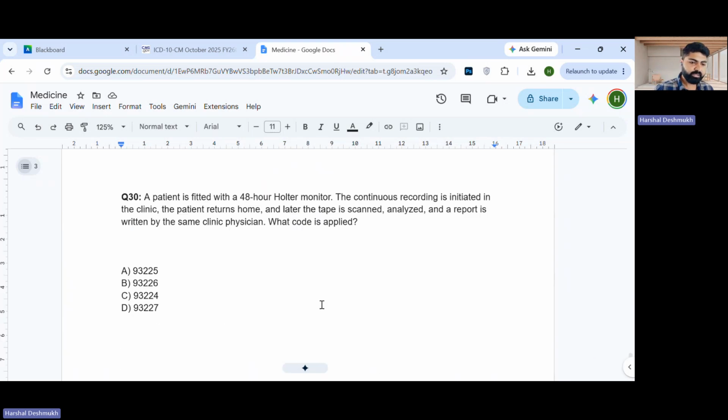A patient is fitted with a 48-hour Holter monitor. The continuous recording is initiated in the clinic. The patient returns home, and later the tape is scanned, analyzed, and a report is written by the same clinic physician. What code is applied?